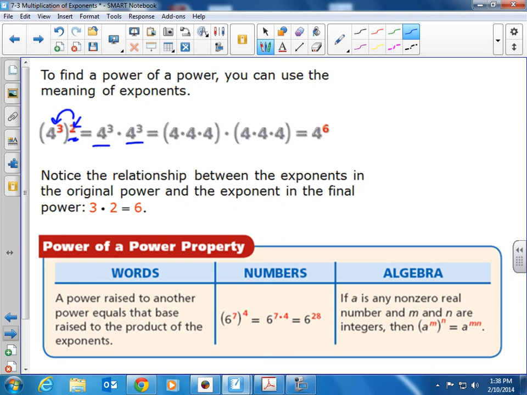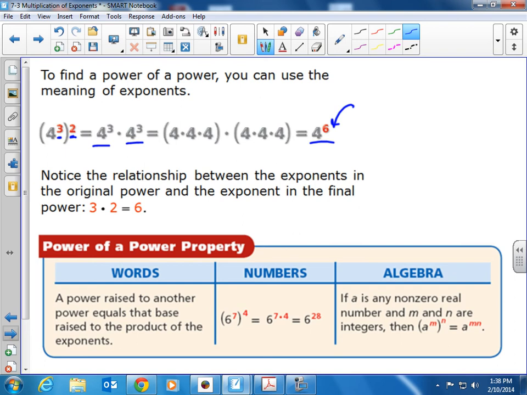So I have 4 to the third, 4 to the third. Well, what is 4 to the third? It's 4 times 4 times 4. Times 4 times 4 times 4. How many of those do I have in total? I have 6. Now surely there has to be a pattern to that. If you notice the exponent in the original power, which was a 3, and the exponent in the final power, which was a 2, if I multiply those together, 3 times 2, I get my ending exponent, which is a 6. So here's the rule: a power raised to another power equals that base raised to the product of the exponents.